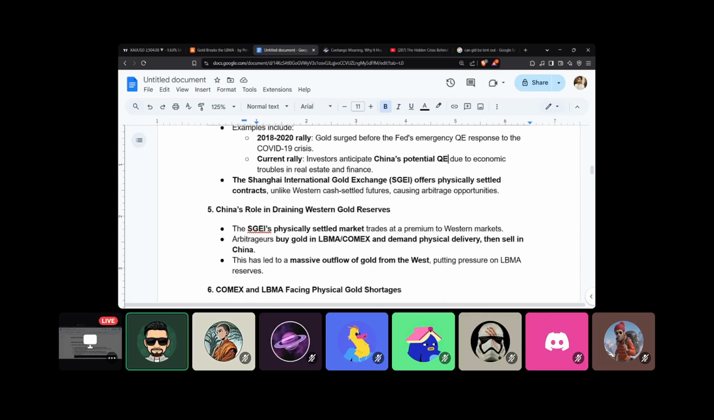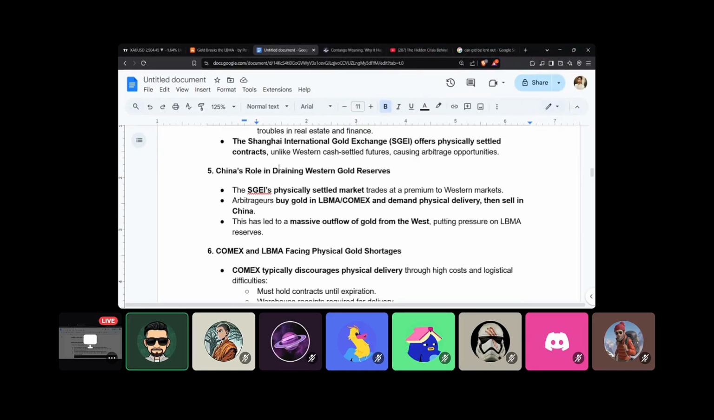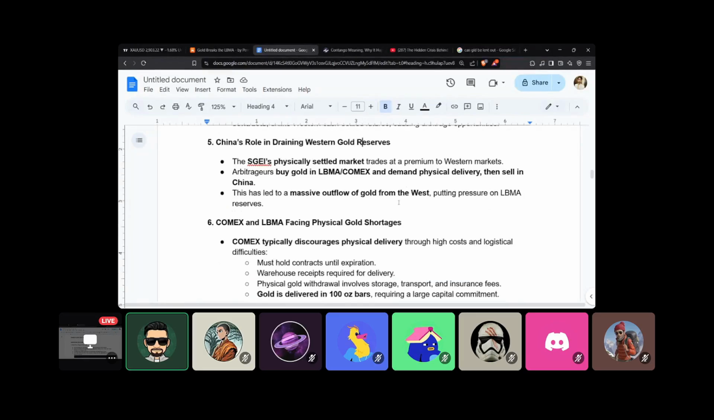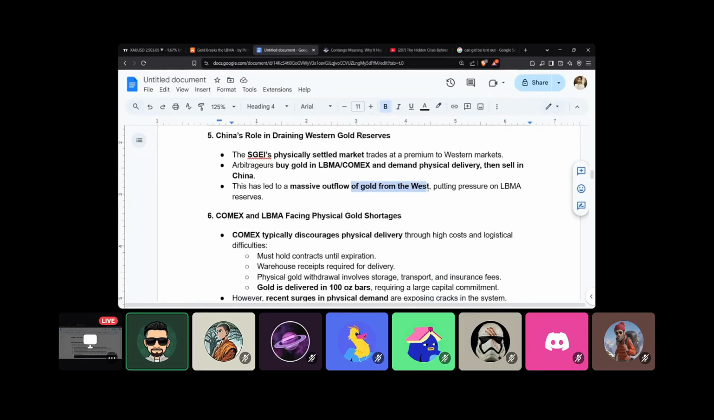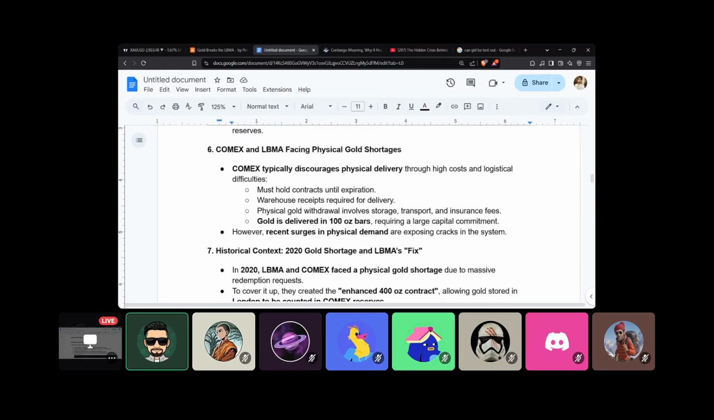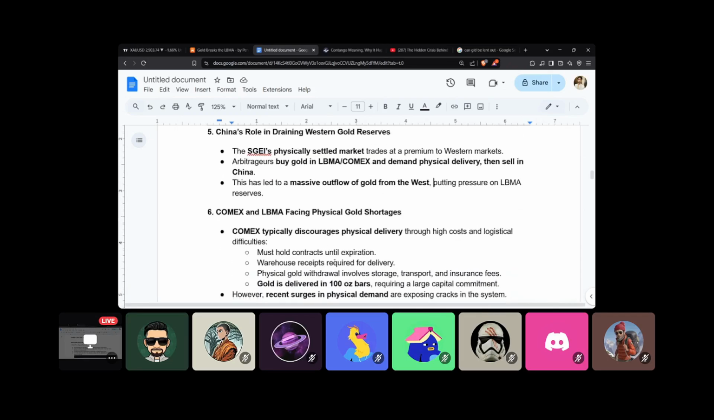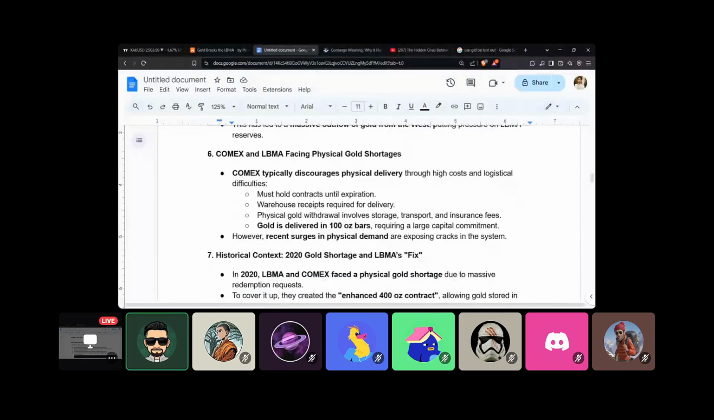The Shanghai International Gold Exchange offers physically settled contracts, unlike Western cash settled futures, causing arbitrage opportunities. Yeah, China's role in draining Western gold reserves. The SGE's physically settled market trades at a premium to Western markets. Arbitrageurs buy gold on LBMA/COMEX, demand physical delivery, then sell in China. This has led to a massive outflow of gold from the West, putting pressure on LBMA reserves. COMEX and LBMA are facing physical gold shortages.